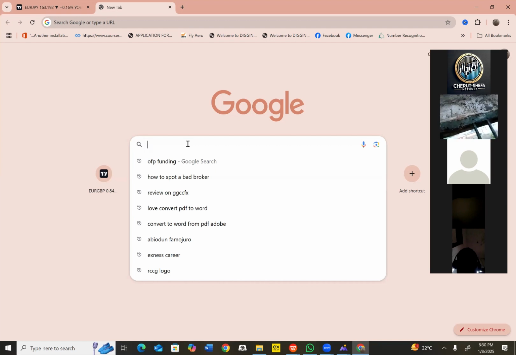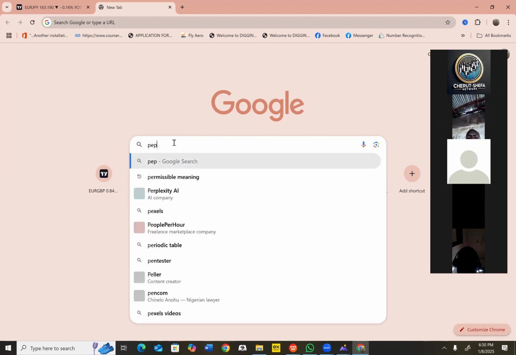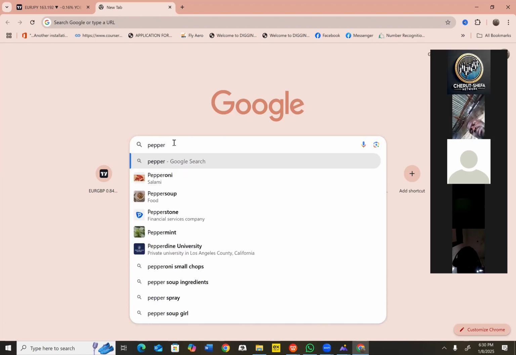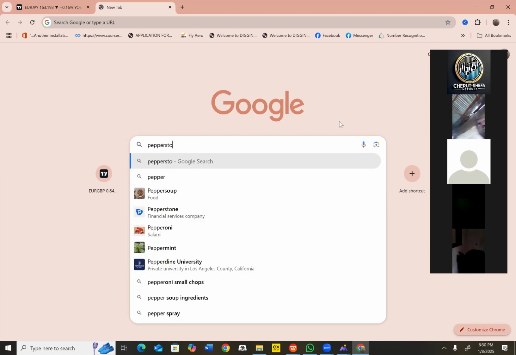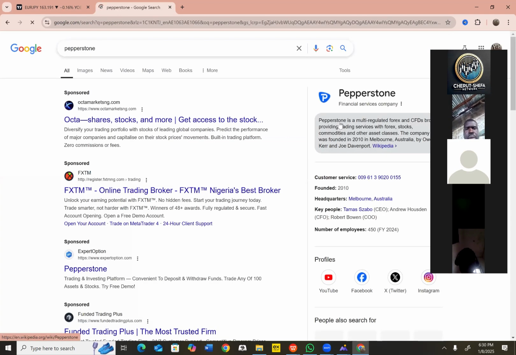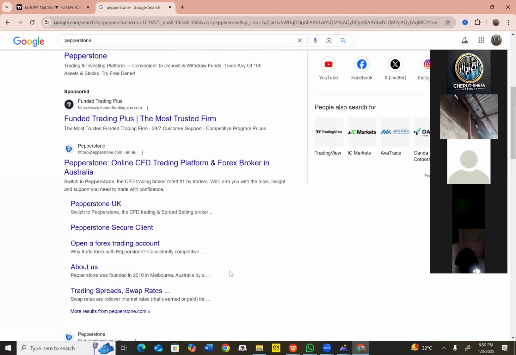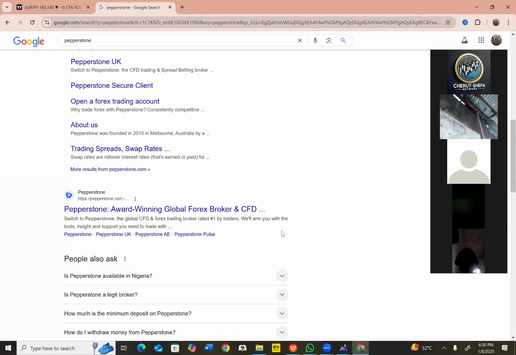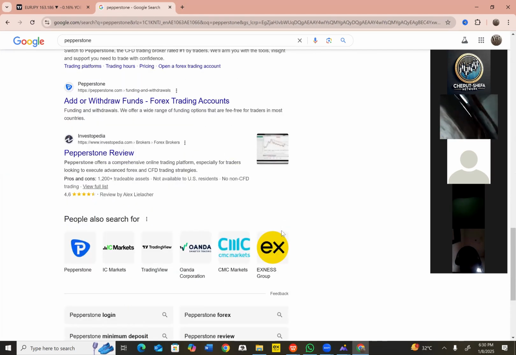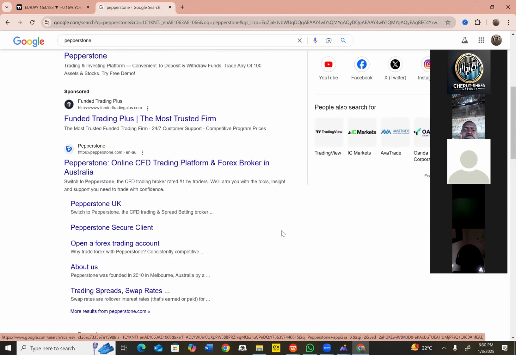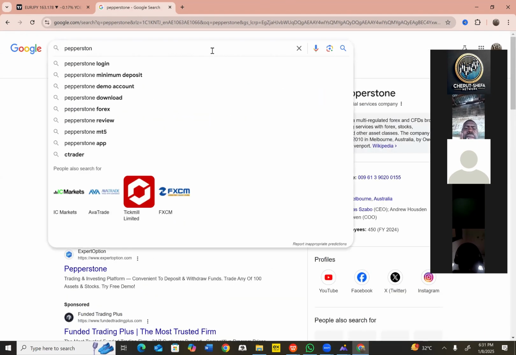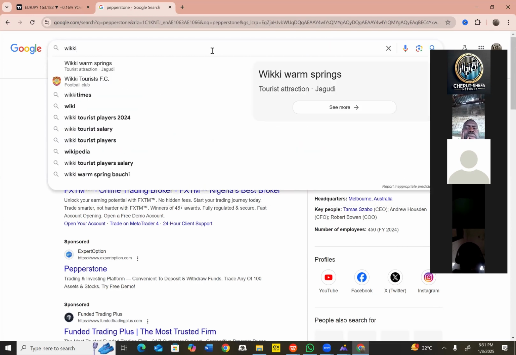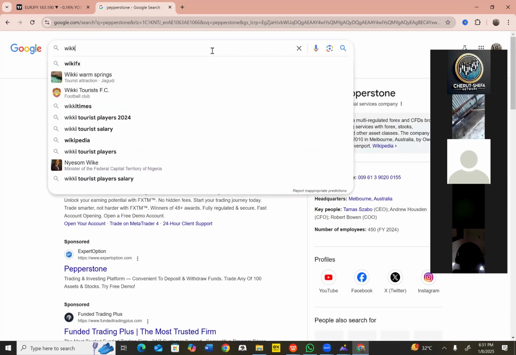Now, I'm going to tell you something about these three brokers. First one, let's say Pepperstone. Go to Google and put Pepperstone. Now, when you put it on Google, what you should be looking for is review. And if on Google you can't see the review, go to WikiFX.